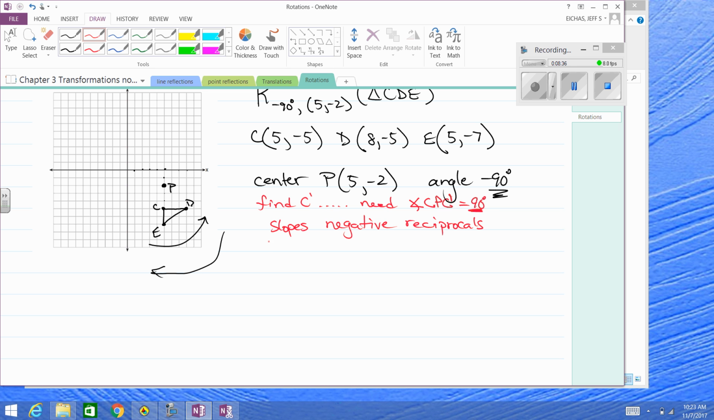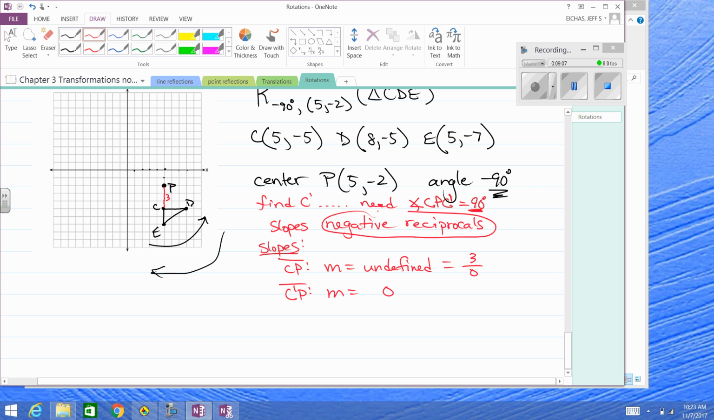Now, here's what's great. For the slope of C to P right now, the slope is undefined. I'm not going to count because when it's vertical like this, well, we can count. It's up 3, so the rise is 3, the run is 0. We should use the same number, so then C prime to P, well, that must be a 0 slope. Undefined and 0 are going to be perpendicular. Doesn't follow this negative reciprocal idea, but that's what's going to happen.